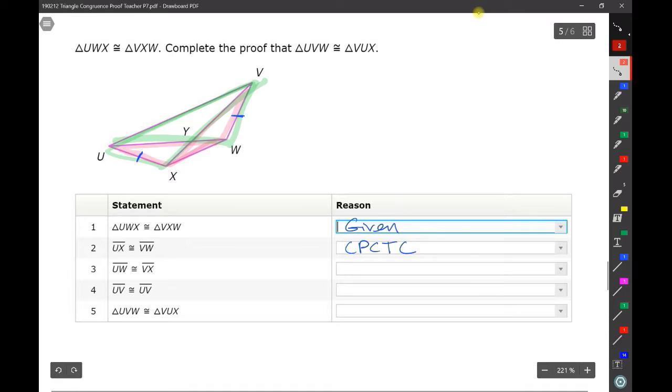All right, UW and VX. So UW, that's going to be this long line right here. And VX, that's going to be this long line right here. Those two are congruent, again, as parts of those original triangles. So that is also a CPCTC.